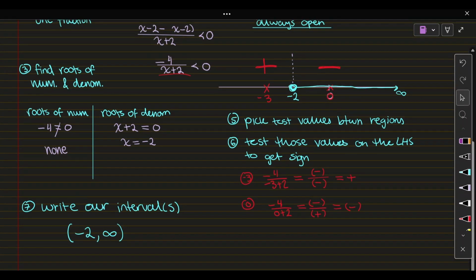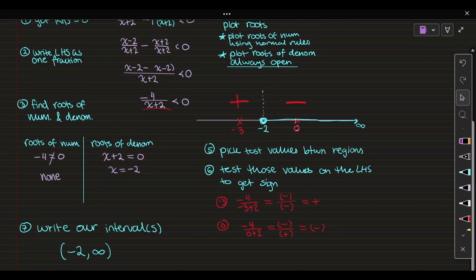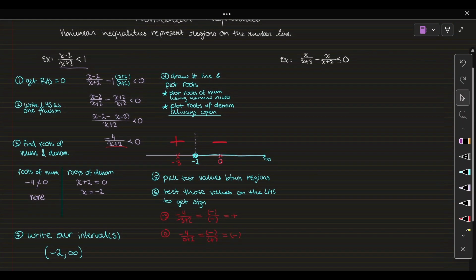And if you know anything about rational functions, you would note that x plus 2 is a denominator, or is an asymptote for this, because it's a 0 in the denominator, and so it would be undefined, and that's why we don't include it in our interval there. But yeah, so we note that this is our negative region, and so this is our interval that solves our inequality. Okay.